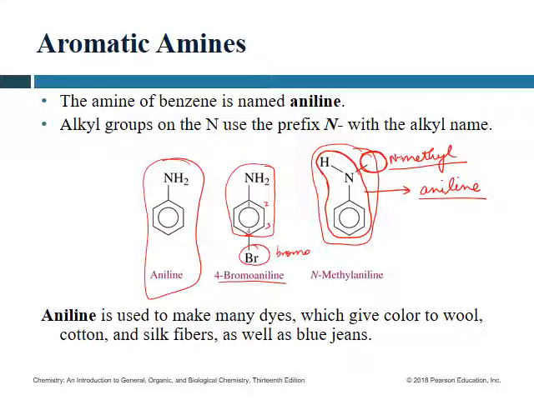Okay, where do you see aniline? Aniline is used to make many dyes. So this can provide color to a lot of fibers. It is found in a bunch of different color dyes, where for instance all the wool, cotton, silk fibers, jeans, most of the clothes, they are dyed with aniline and its derivatives. Okay.